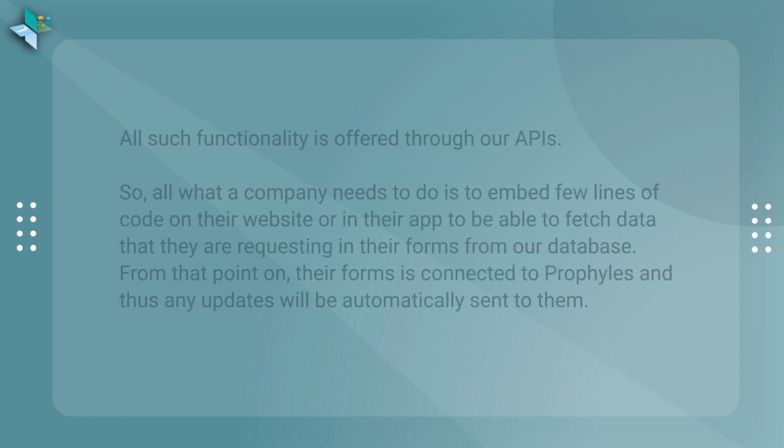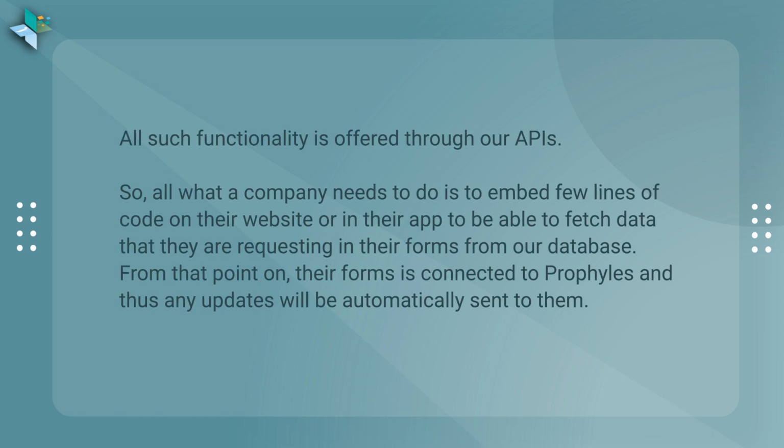I forgot to mention a very important point, which is that all such functionality is offered through our APIs. So, all a company needs to do is embed a few lines of code on their website or in their app to be able to fetch the data that they're requesting in the forms from our database. From that point on, their form is connected to Prophyles, and thus any updates will be automatically sent to them.